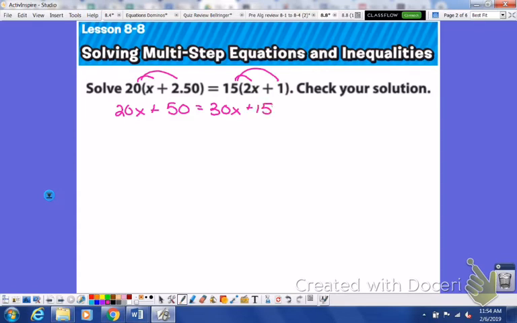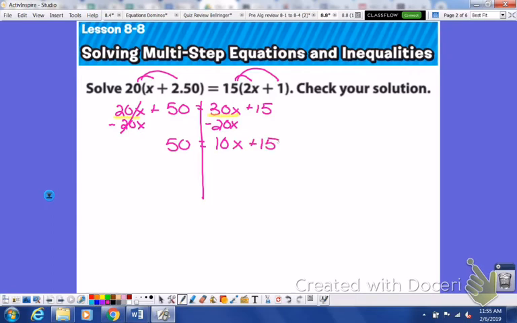Now what's different about this problem that we haven't seen in the past is that we have our variable on both sides. Well, in order to solve and isolate our variables, we need to get them both onto the same side. You could go either way. They're positive each time. Personally, I like to keep my variables positive. So I'm going to subtract 20x from both sides. So that's gone, leaving us with 50 equals 10x plus 15.